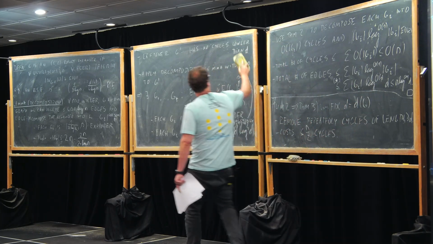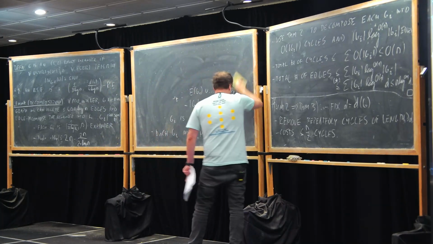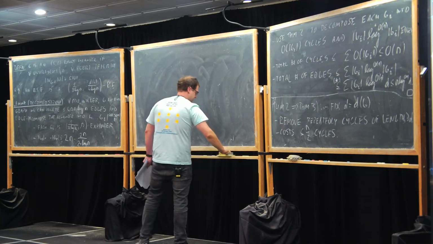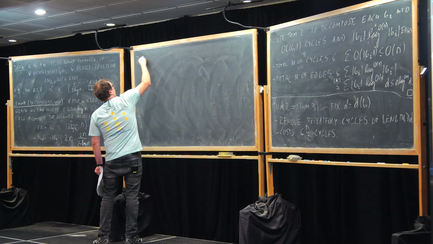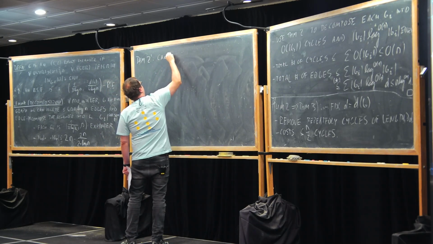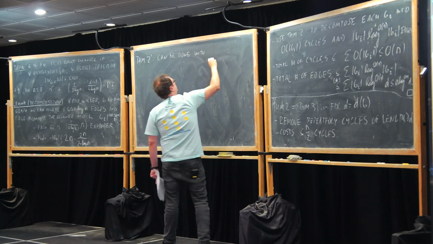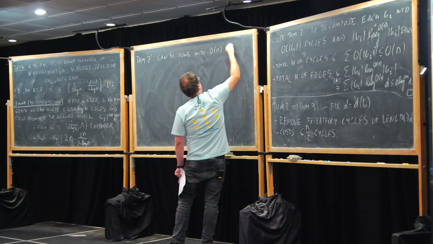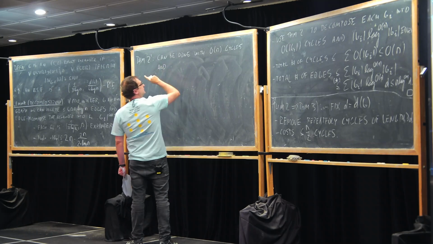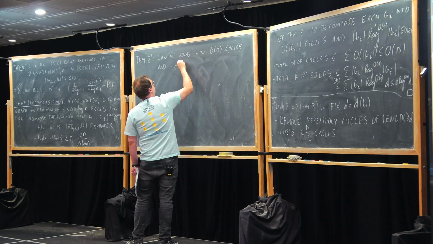Okay, let's prove the main thing, or prove a slightly different main thing. So theorem 2 prime: this can be done with big O of n cycles and n to the 13 over 7 edges.